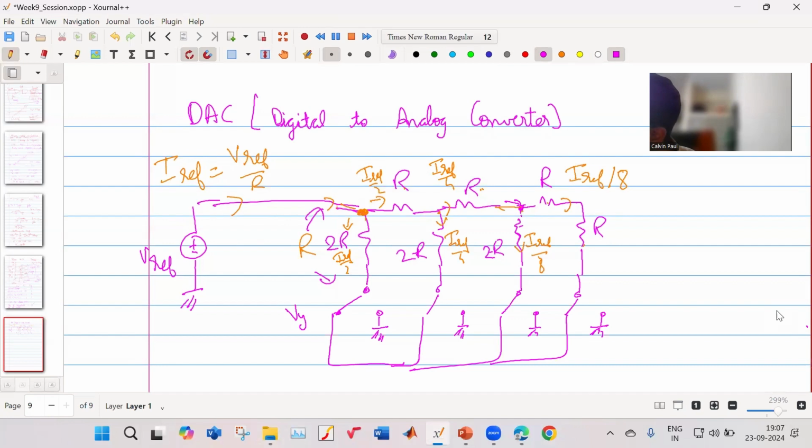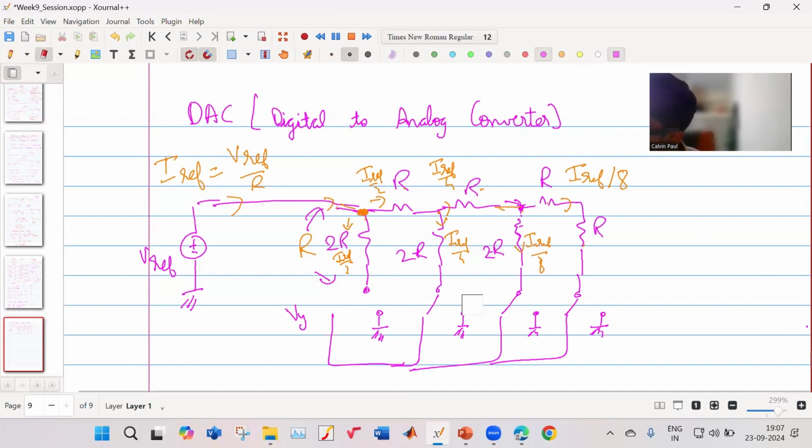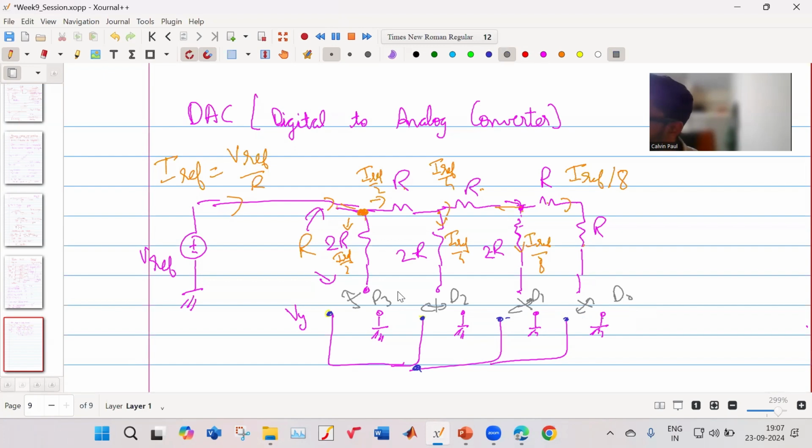Let me draw it. Let's call this point. This all is the same point, right? And it can be moved. There can be a switch which can move it either here or here. It can be moved at any side. Okay. It can be moved on both the sides. It can either be connected here or here. Okay. Let us call the switches D0, D1, D2, D3. Okay.